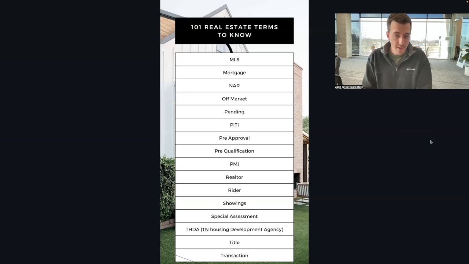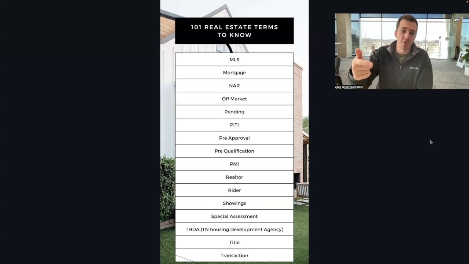Pending. This just means a seller has accepted an offer and they're working with a buyer towards a closing date. So the home is now pending. It's under contract. PITI: principal, interest, taxes, insurance. It's how you calculate your monthly payment, how much this house is going to cost.